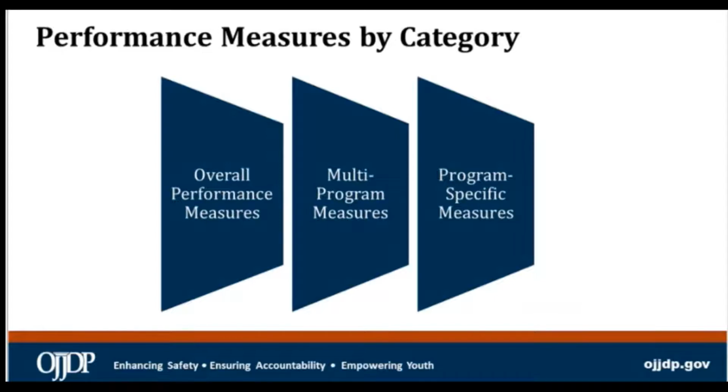Multi-program measures impact 3 different types of populations. One is shared targeted populations, such as children involved in the child welfare system or tribal youth. Another is those with a similar service delivery model, such as mental health services or prevention services. And lastly, those with shared outcomes, such as youth provided with defense counsel.